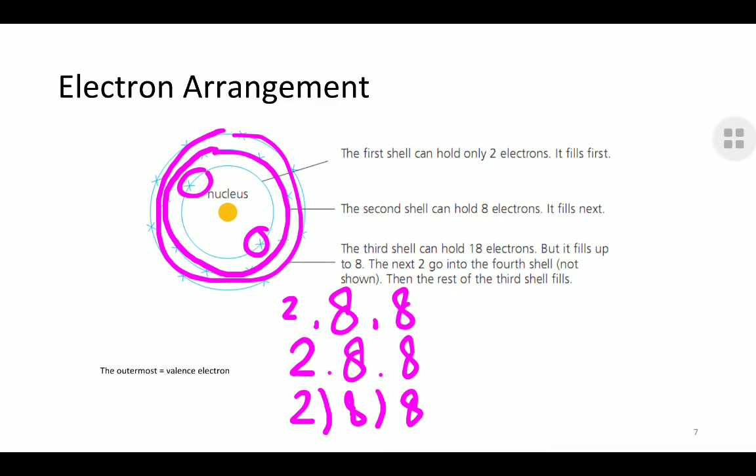So from here we can calculate the total number of electrons, or vice versa. From the total number of electrons you can arrange it in its shells.